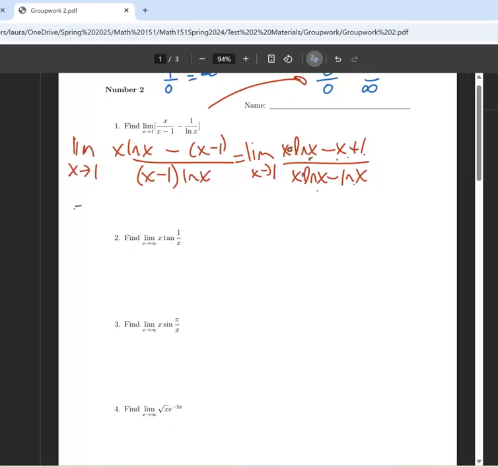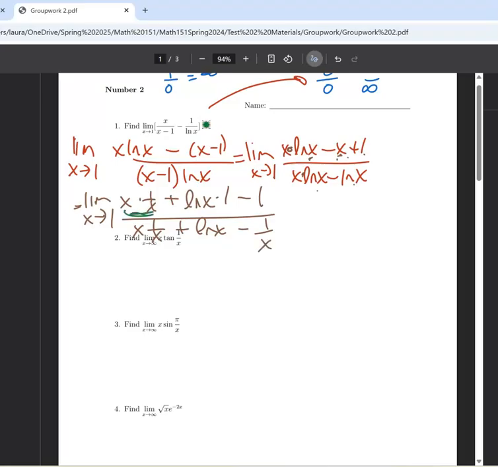Okay, I see product rule, so really careful, right? So let me pull it down here. Limit as x goes to 1. So first d second plus second d first minus 1, that's the derivative of negative x, all over first d second plus second d first minus a 1 over x. Wow, that's looking ugly. Okay, you can see these cancel, so that gives me a 1.